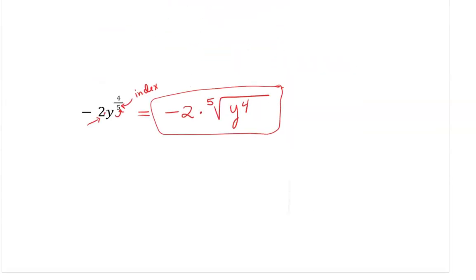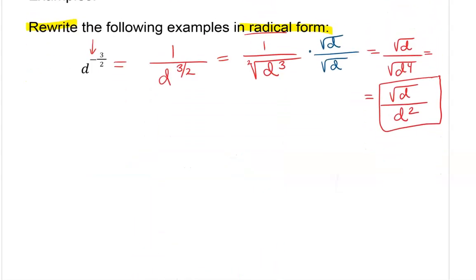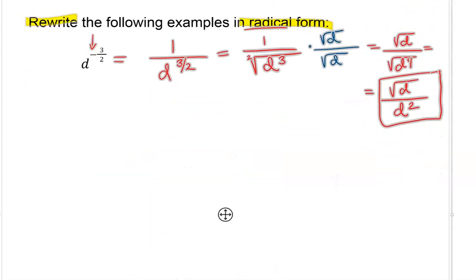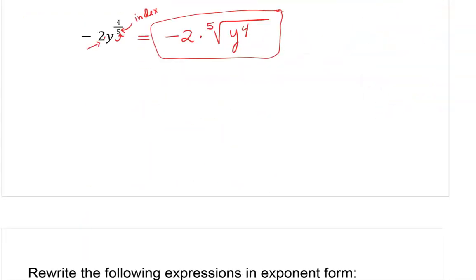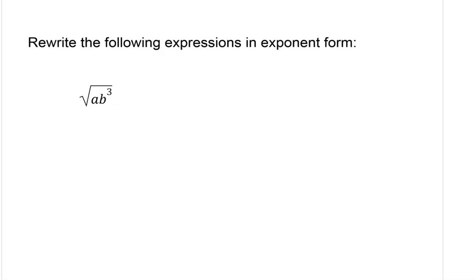Okay, so I want you to choose one of those examples to copy down on your note guide where it says pick one that asks you to rewrite in radical form. Okay, and then you also will need to pick one that asks you to rewrite into exponent form.